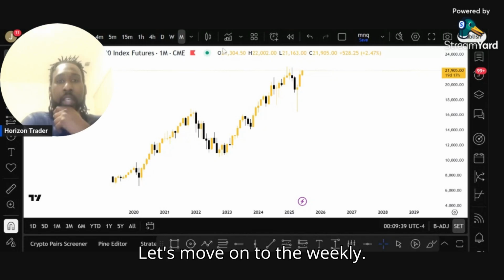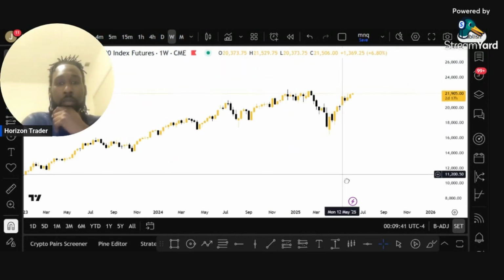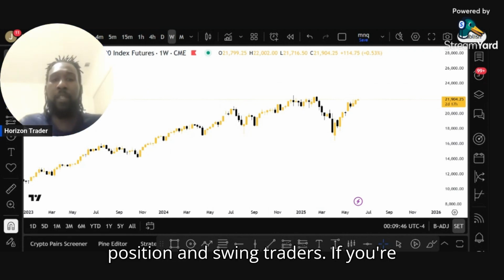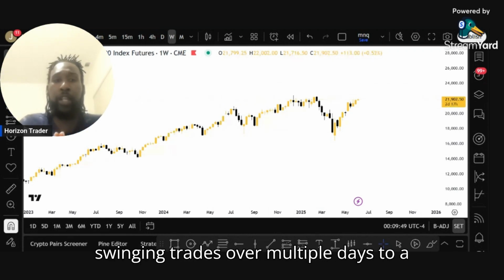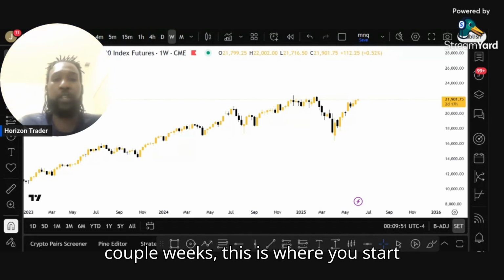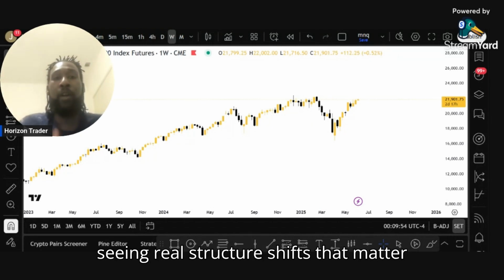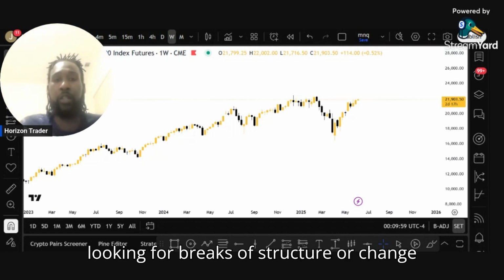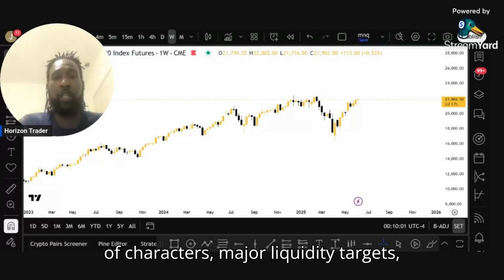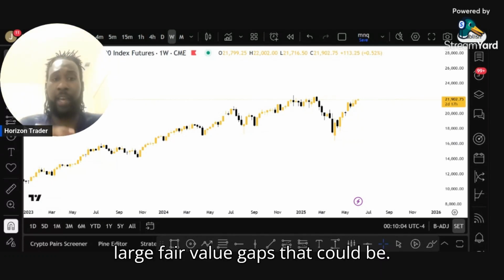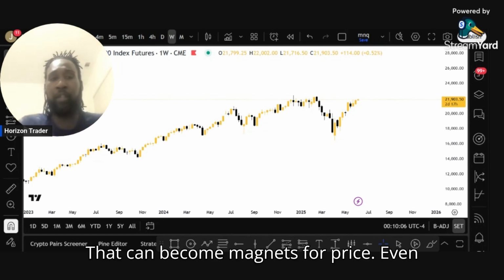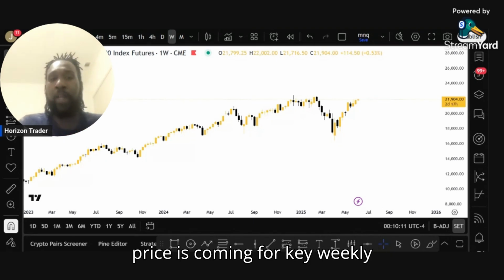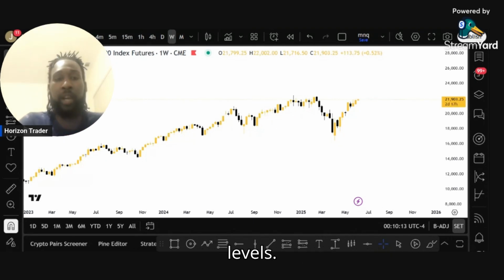Let's move on to the weekly. The weekly chart is mostly used by position and swing traders. If you're swinging trades over multiple days to a couple weeks, this is where you start seeing real structure shifts that matter for your trades. On the weekly, you're looking for breaks of structure or change of character, major liquidity targets, large fair value gaps that can become magnets for price. Even as an intraday trader, it's smart to peek at the weekly once in a while to know if price is hunting for key weekly levels.